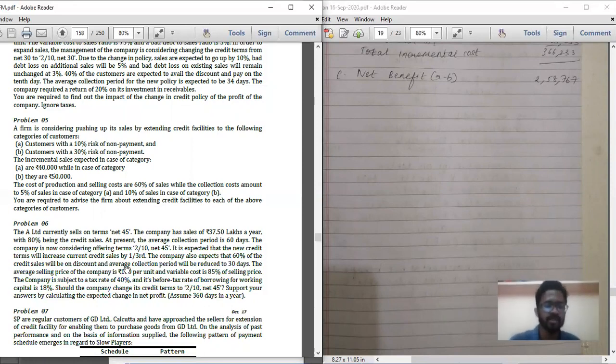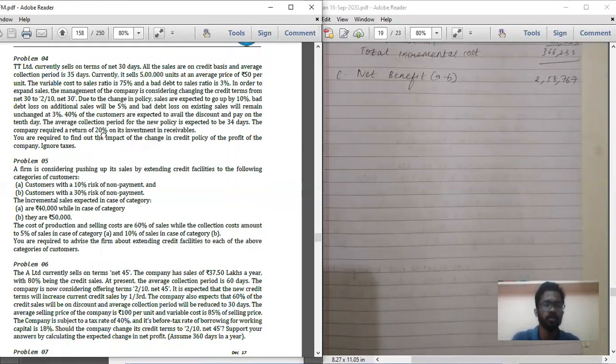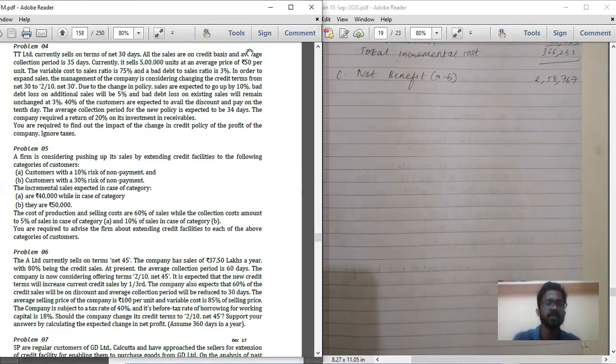So problem number 6 is your homework. You can do it on your own. You can find the answer in the institute book, this problem number 6 answer. If you want the answer, I will tell it. You just do it in the same format that you did in problem number 4. Same sum. Here 100% of sales is credit, whereas here only 80% is credit sales. That's all.